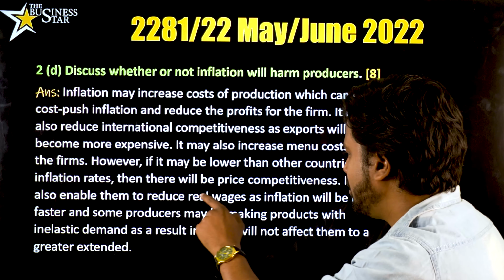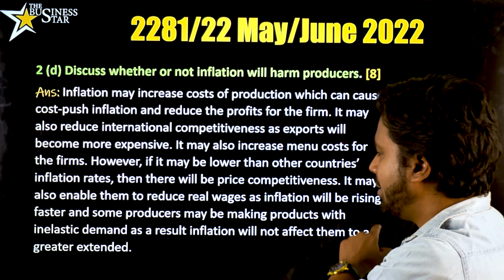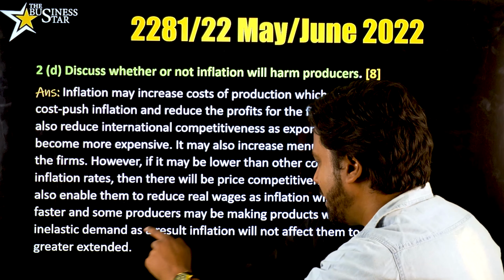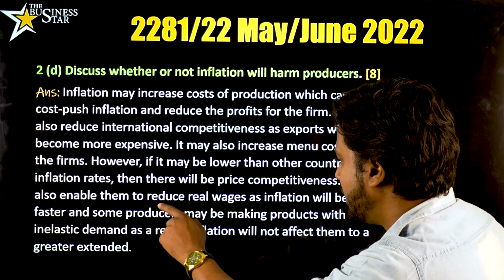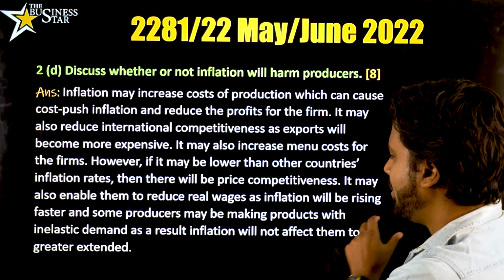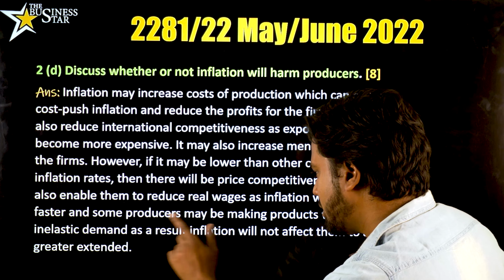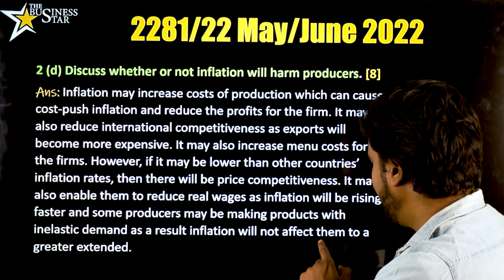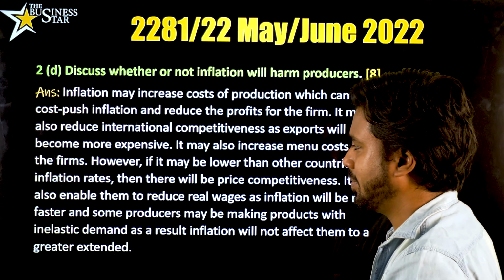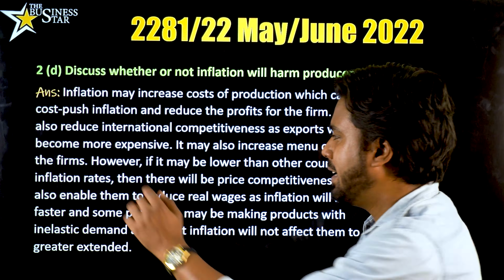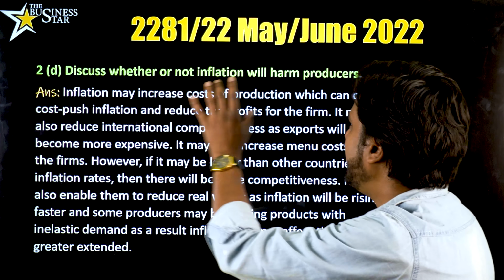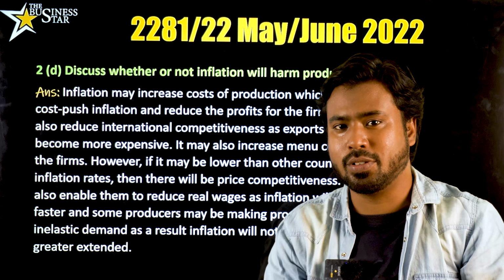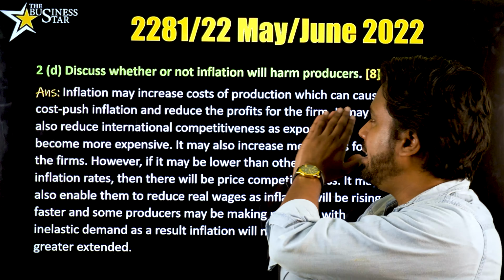It may also enable them to reduce real wages as inflation will be rising faster, and some producers may be making products with inelastic demand. As a result, inflation will not affect them to a greater extent. So the first part, until 'however', explains why inflation can be harmful for producers. From 'however', we've explained there are certain exceptions and inflation will not completely harm producers.